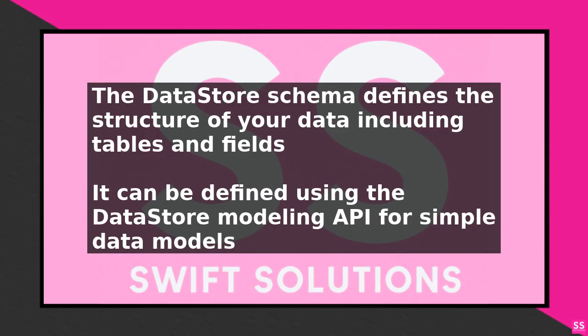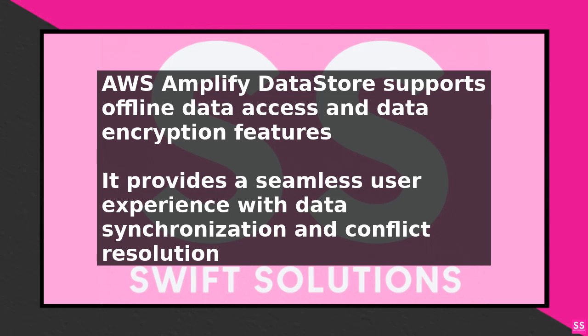In addition to offline data access, AWS Amplify DataStore also provides a range of other features, including data synchronization, conflict resolution, and data encryption. These features provide a secure and scalable way to store and manage data in your applications.